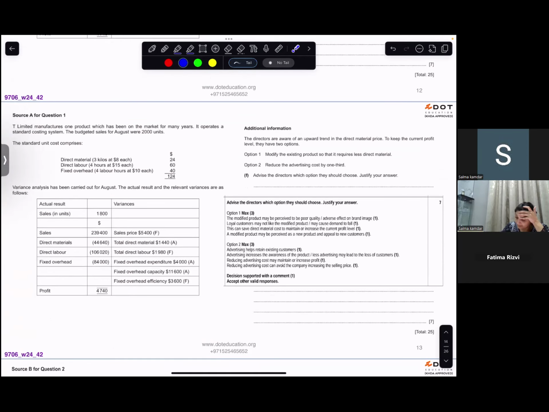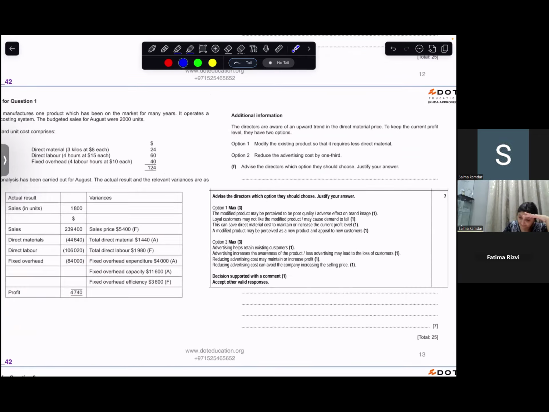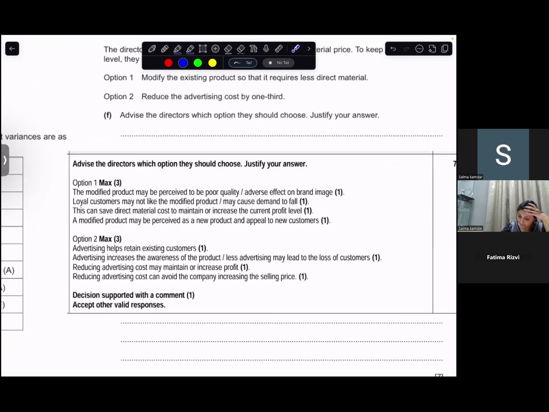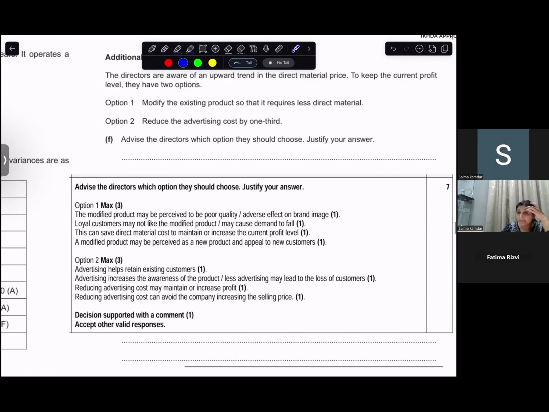So we want to keep the current profit level, and the price of the material is rising. So what should they do? First give me the bifurcation, it's 7 marks. So you will give 3 points for option one, 3 points for option two, advantages and disadvantages together, and 1 mark for advice. For option one, tell me.